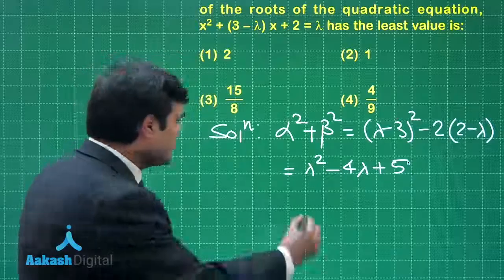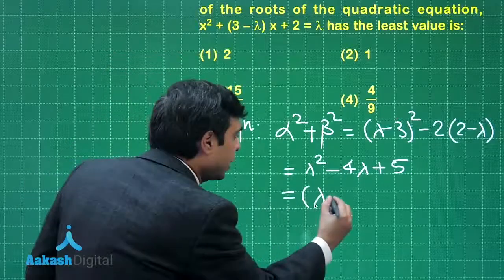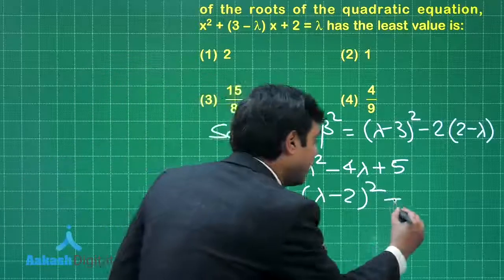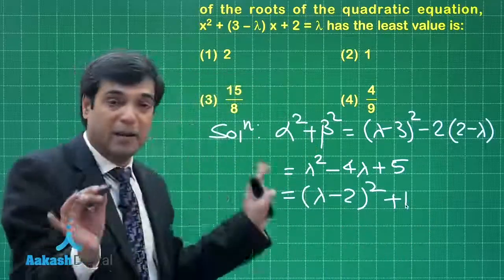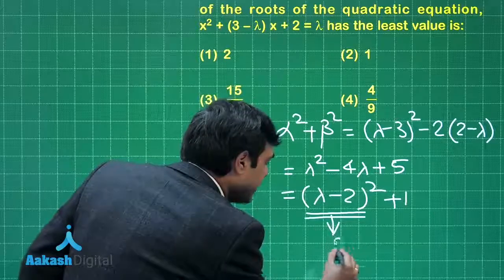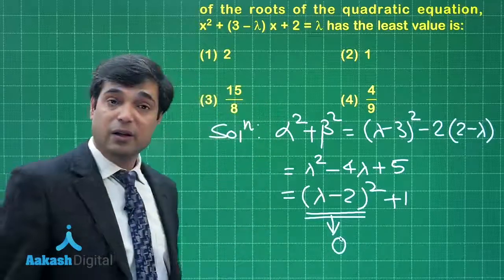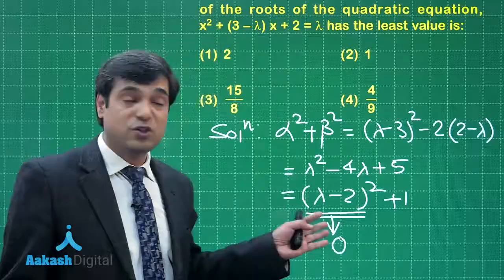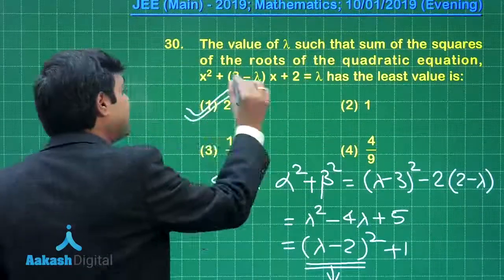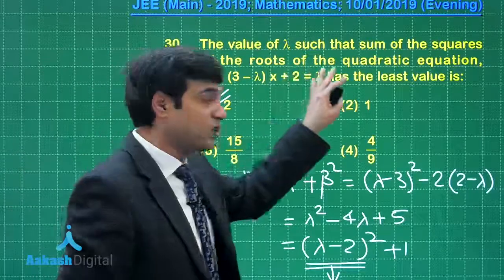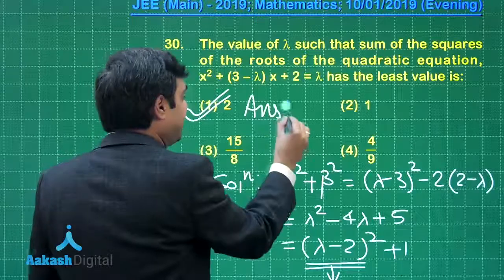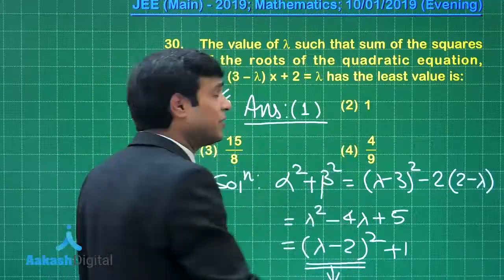This is clear. This can be converted into a perfect square form of the type lambda minus 2 whole square plus 1. Now, the question is saying minimum value. It will be minimum when you find the minimum value for this perfect square, which is 0. This will be obtained when lambda is 2. So, what is the correct answer for this question? Lambda takes the value 2, so that the sum of squares of roots is least. So, the correct answer for this question is option number 1. I am sure this is clear.